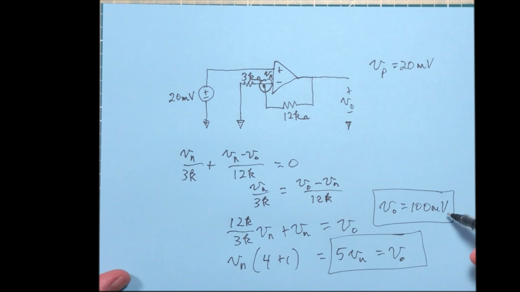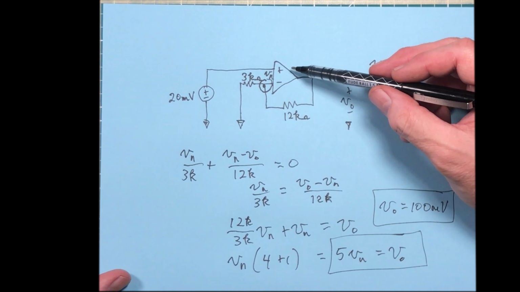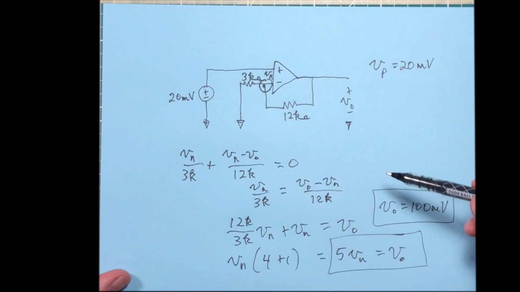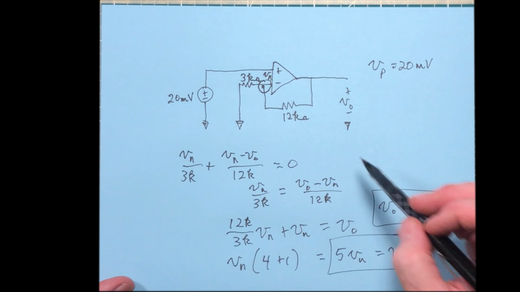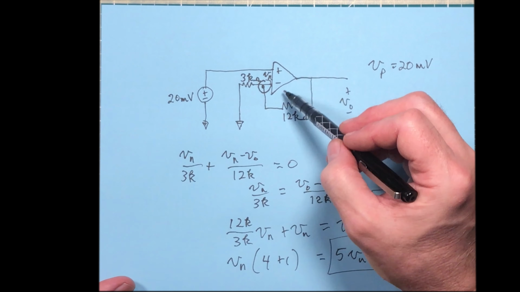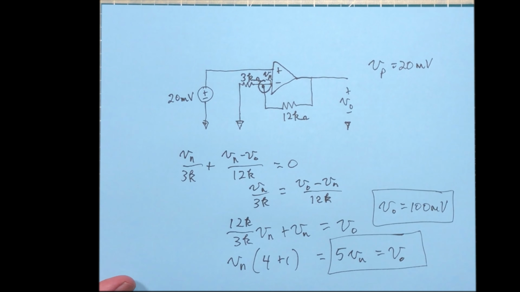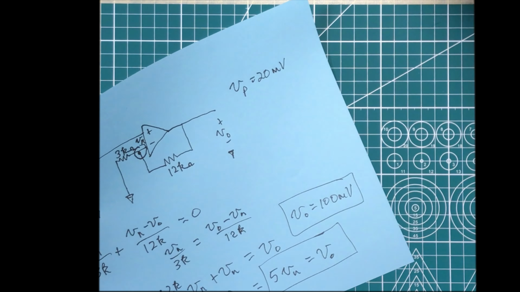Is that saturated or not? Well, you weren't given any values here. I didn't give you any values. And if you're not given any values for the supply voltages, then you just have to assume that it's in the linear range. And that's a safe assumption unless you are given some voltages so that you can do the comparison. Okay, so that's all of that one.